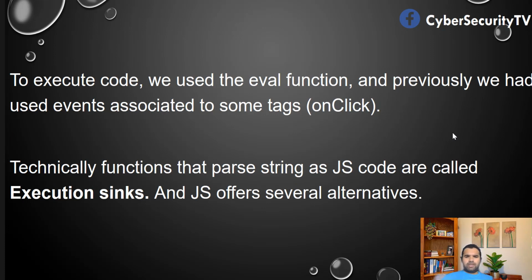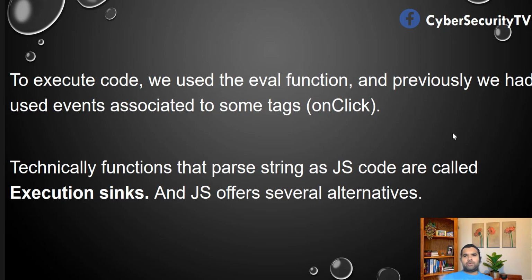And we have previously used events associated with some tags, like onclick or onmouseover and all those things, which are basic XSS. Now technically, functions that parse a string as JavaScript code are called execution sinks, which we have now understood, like how the execution sinks work. And JavaScript offers several alternatives. So eval is just one example.